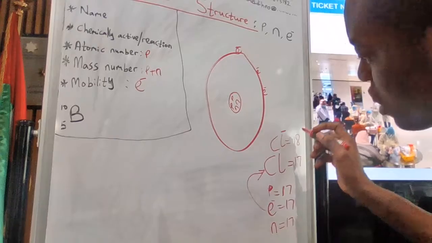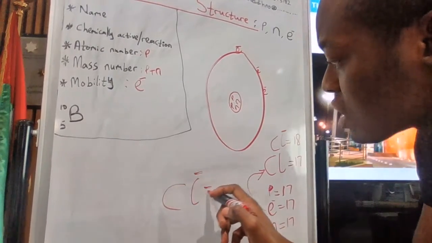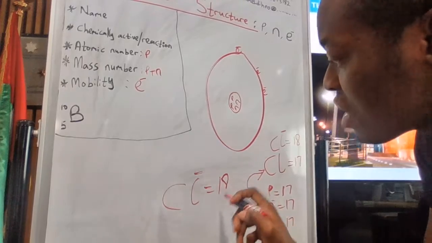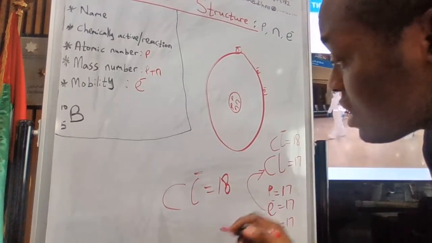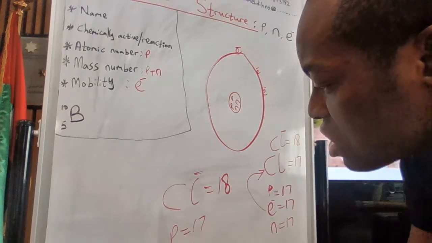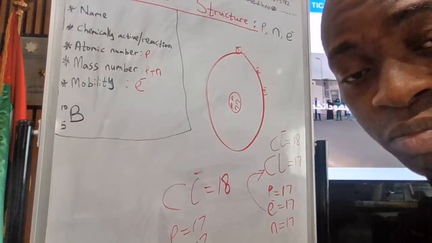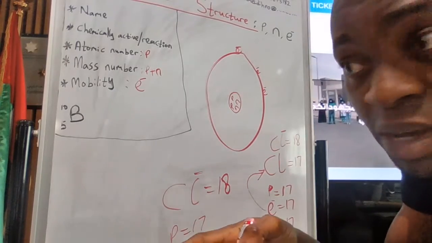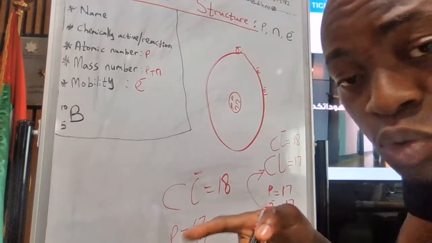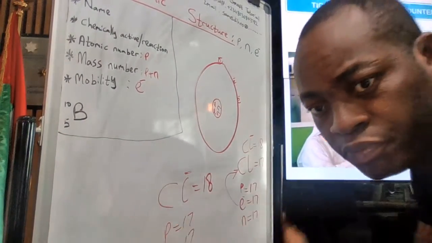So the chlorine, which is Cl, the Cl minus now, which is now 18, the proton will still remain as what? 17. The neutron will still remain as 17. The same thing happens to other elements. Let's take, for example, maybe sodium.